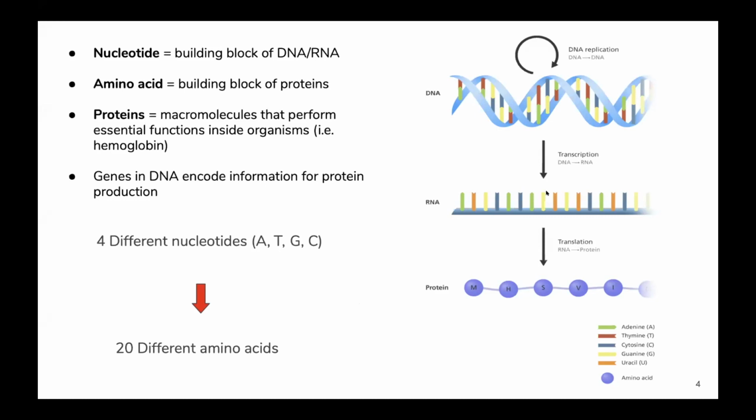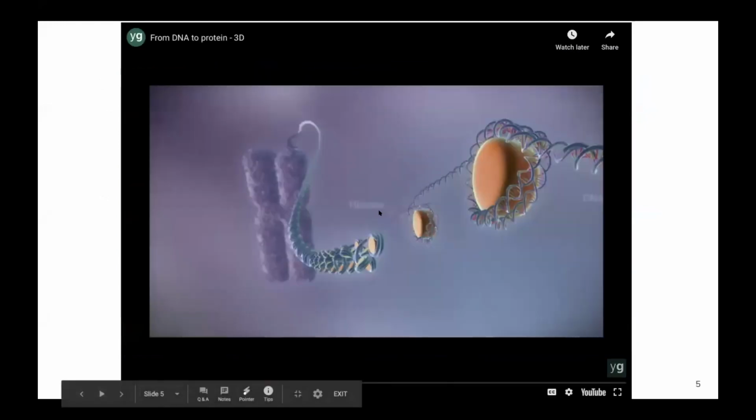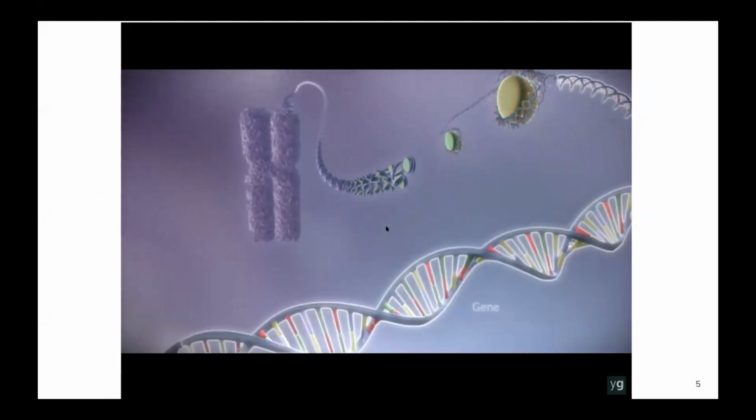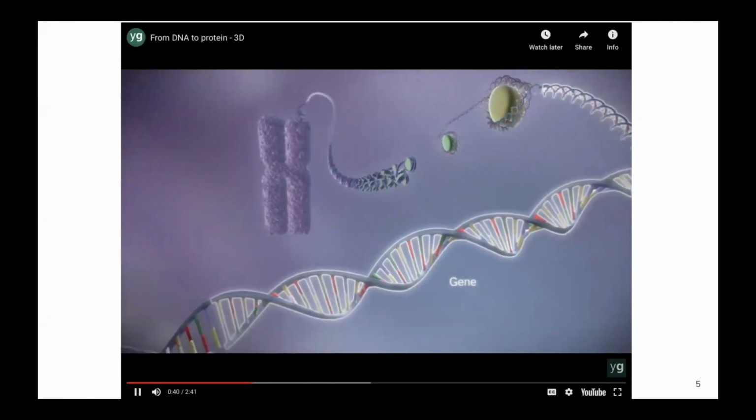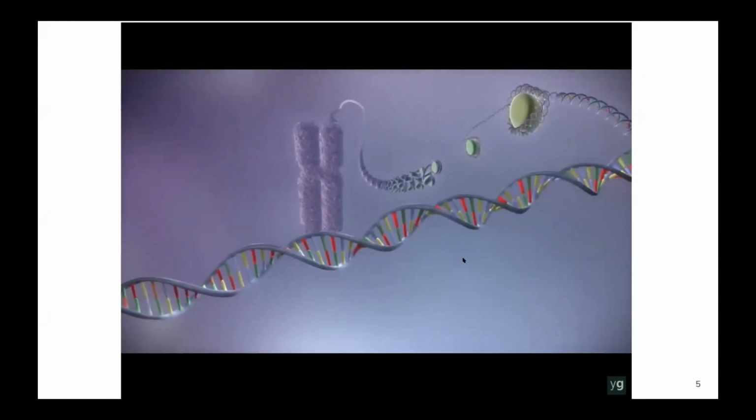We have a gene encoding a protein and intermediate RNA. Finally, we have a protein produced. To better understand how this happens, I put a slide animation here. Unfortunately, the sound of it doesn't play, so I'll try to present throughout this video. Here are genes within the DNA, and they encode information regarding the proteins.